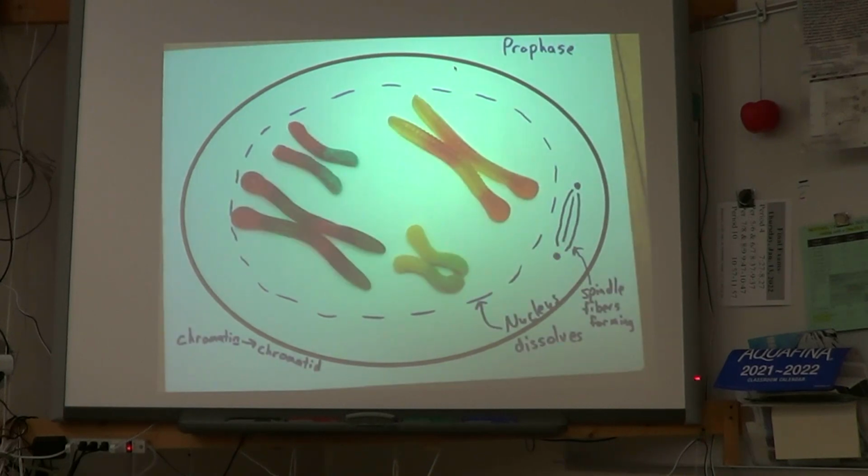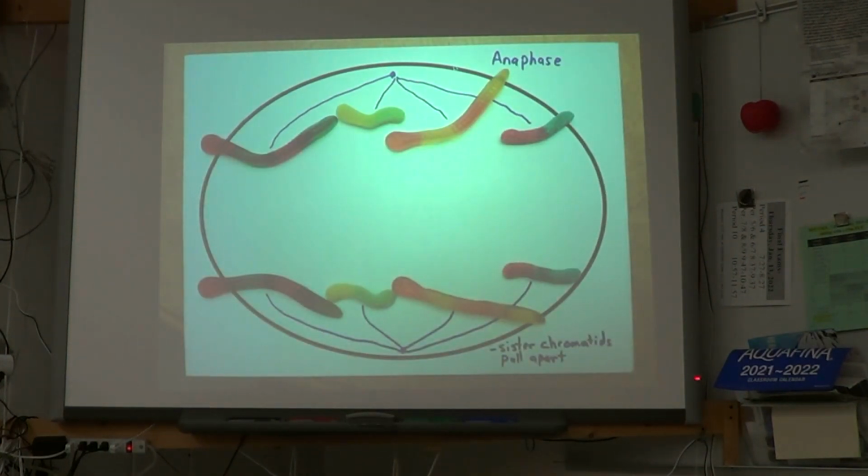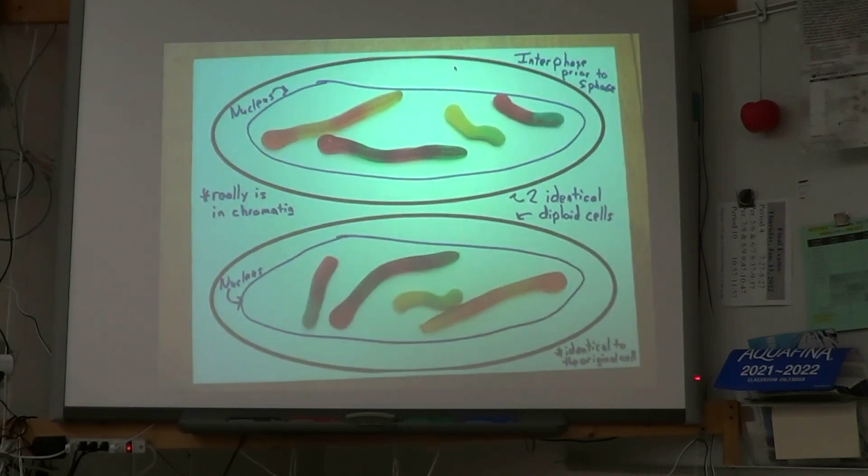Prophase, the nucleus dissolves. Metaphase, the chromosomes go to the middle. Anaphase, the chromosomes pull apart. Telophase, cytokinesis, to end up with 4 gummy worms in each cell, and we have 2 cells.